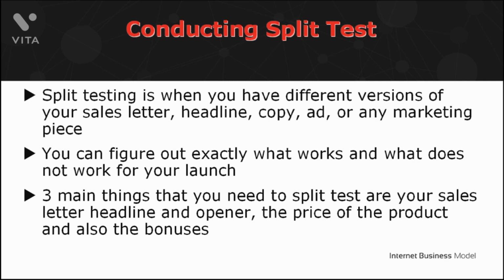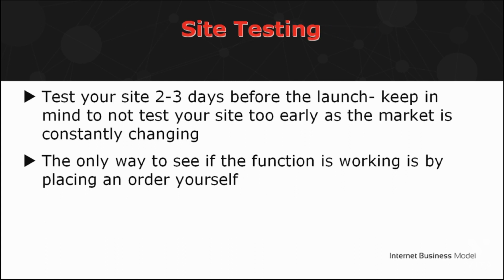Split testing is when you have different versions of your sales letter, headline, copy, ad, or any marketing collaterals. The way it works is, traffic coming to your site is split evenly to the different versions of the sales letter or video. When you conduct controlled tests and gather empirical data, you can figure out exactly what works and what doesn't work for your launch. The three main things you need to split test are your headline, the price, and also the bonuses.